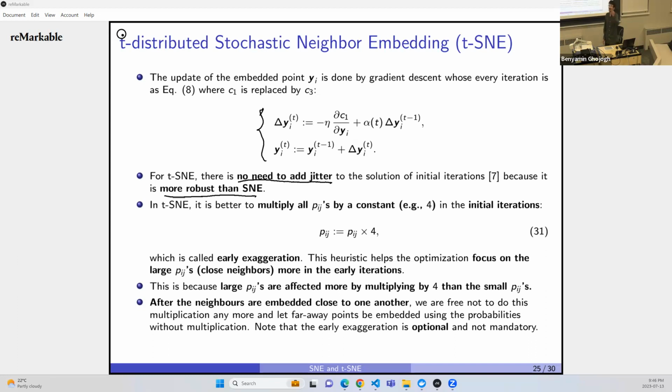There is also a heuristic in t-SNE. And what is that? In practice, they found out that it's better to multiply all Pij's by a constant, such as 4, in the initial iterations. In the initial iterations, they do this. Why? Can you tell me without reading this paragraph?